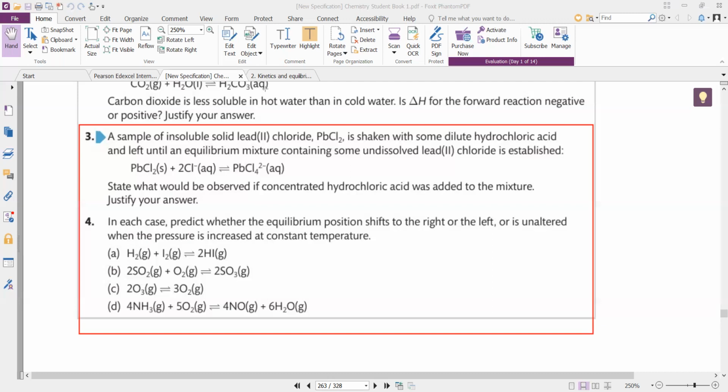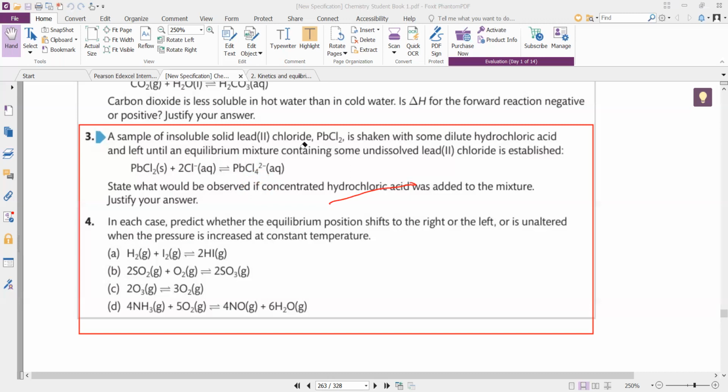Lead chloride dissolves. Yes, lead chloride dissolves. So the position of the equilibrium favors the right hand side. You are adding concentrated hydrochloric acid, so more Cl minus, and the position of the equilibrium favors the right hand side. So solid will dissolve. Not everything, but some of the lead chloride will dissolve, forming PbCl4 2 minus, because you have added one of the reactants.